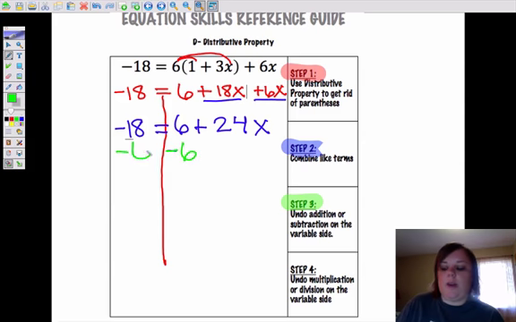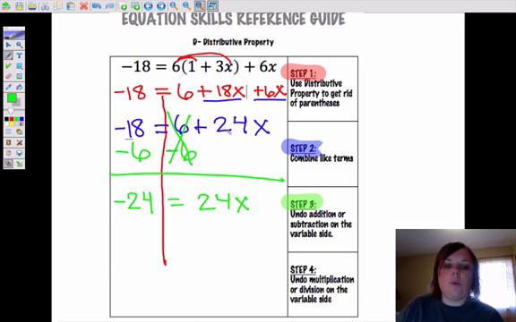And then I would have to do that to the left side as well. And then the positive 6 and the negative 6, or the minus 6, cancel out. And then I have negative 18 minus 6 would give me a negative 24 is equal to a positive 24x. I'm really emphasizing that. You always need to look in front of the number to see if it's a positive or negative. Since this has a plus, it ends up being a positive 24.